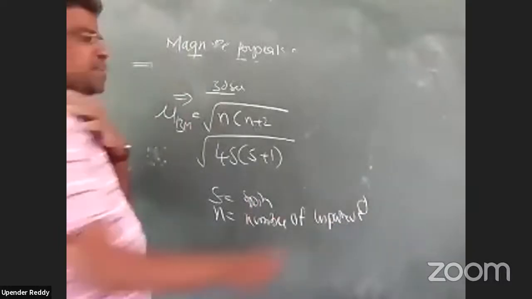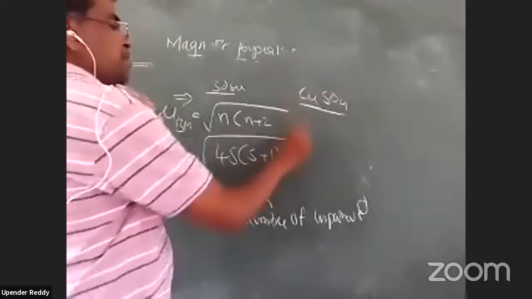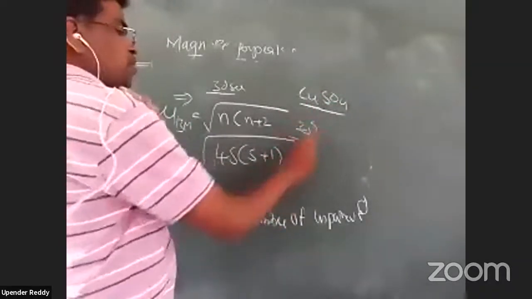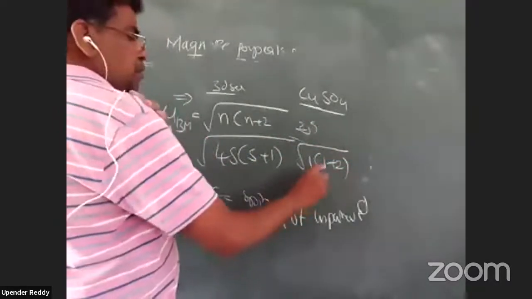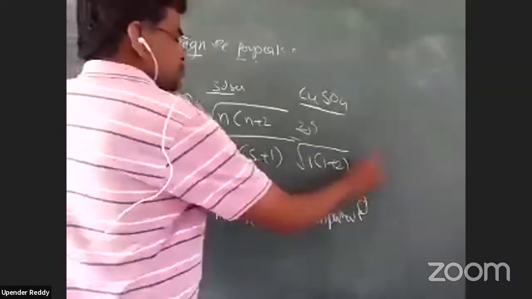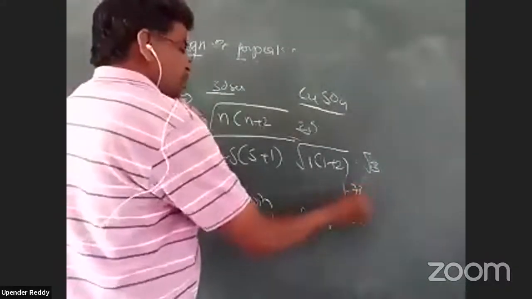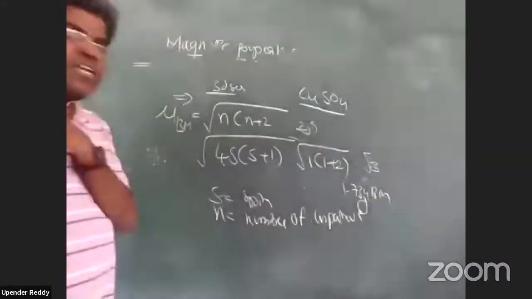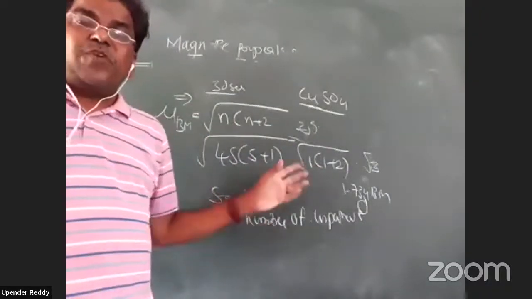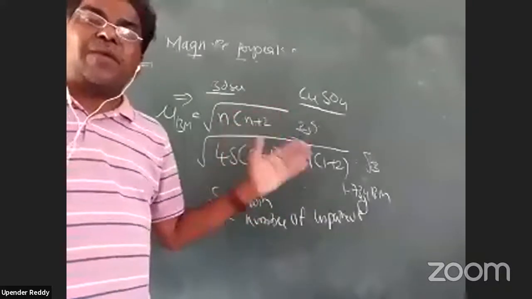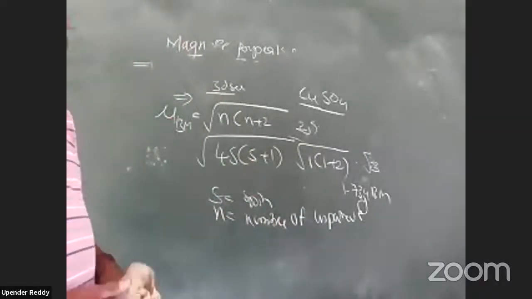For example, take copper sulfate. It is 3d9. 3d9 means only one electron is unpaired. Then 1 into 1 plus 2, root 3, which is equal to 1.73 Bohr magnetons. This is the magnetic moment of copper sulfate. Directly, we can calculate. Experimentally, we have to calculate with the Gouy balance. Gouy balance is the experimental method to calculate this.